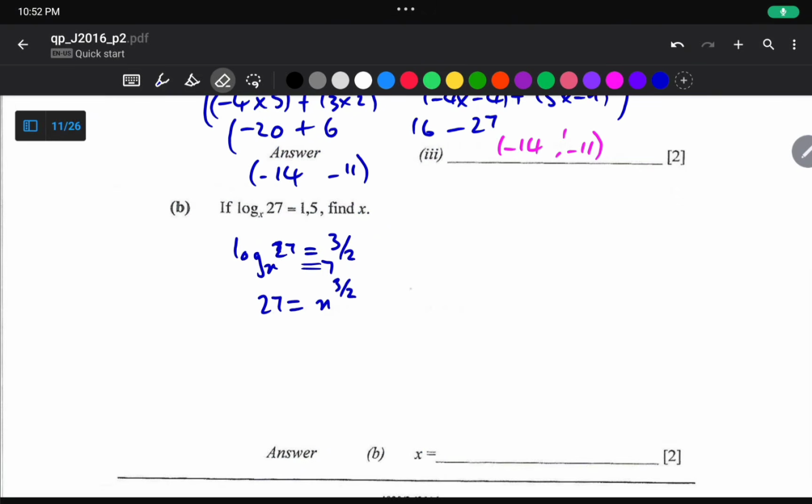So for us to calculate the value of x, here we can raise both sides to the reciprocal of 3 over 2. The reciprocal of 3 over 2 is equal to 2 over 3. So we also need to raise 27 to the power 2 over 3. So it is now 27 raised to the power 2 over 3 being equal to x.